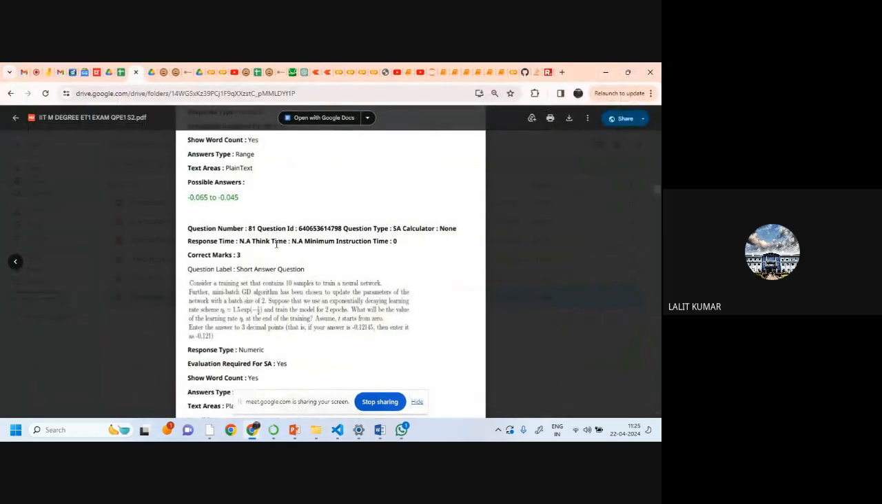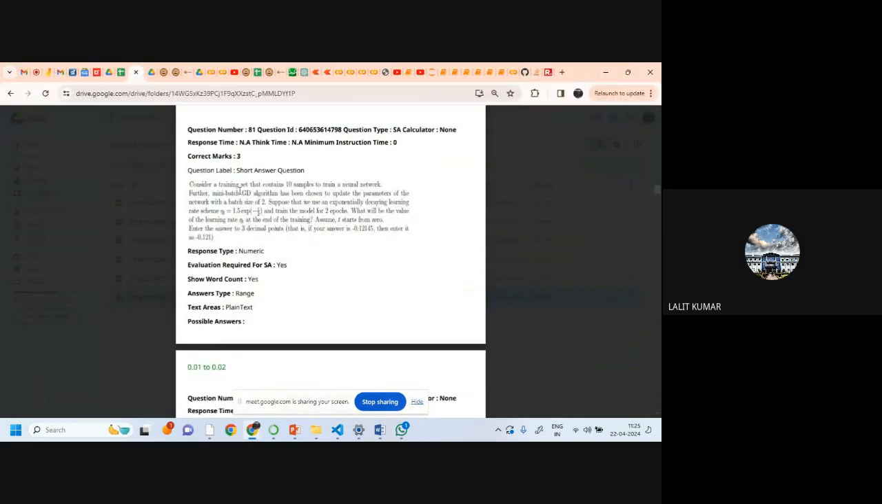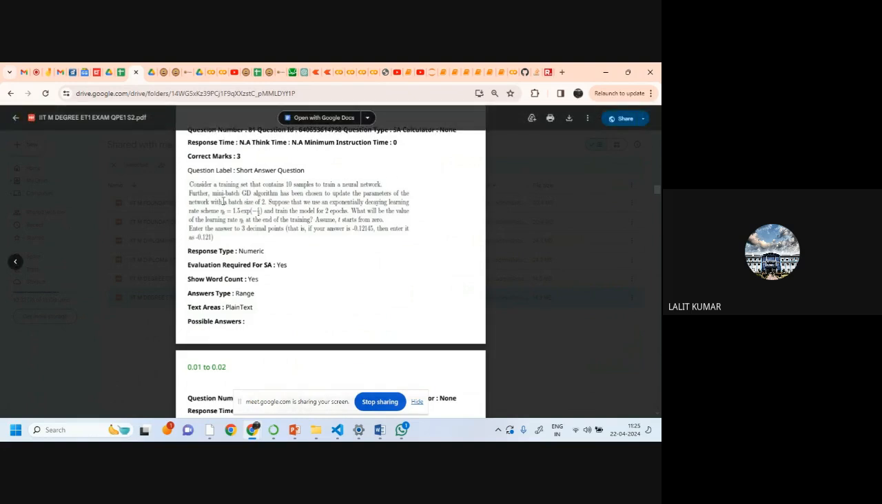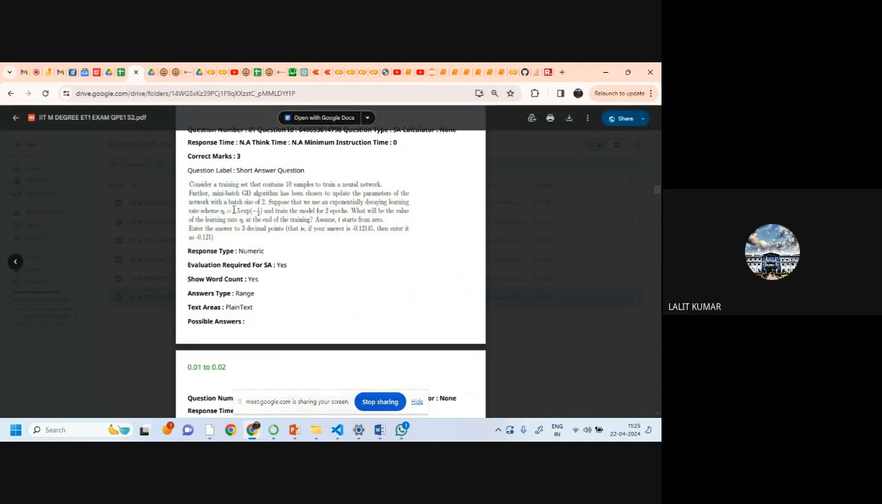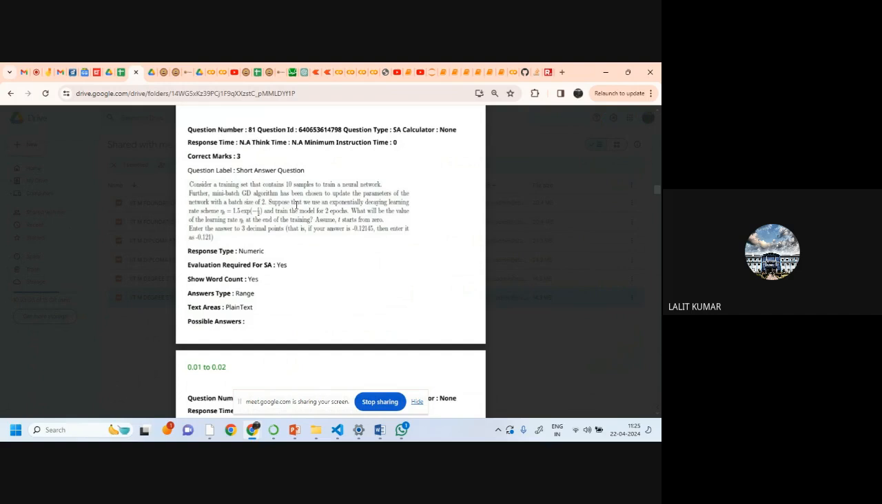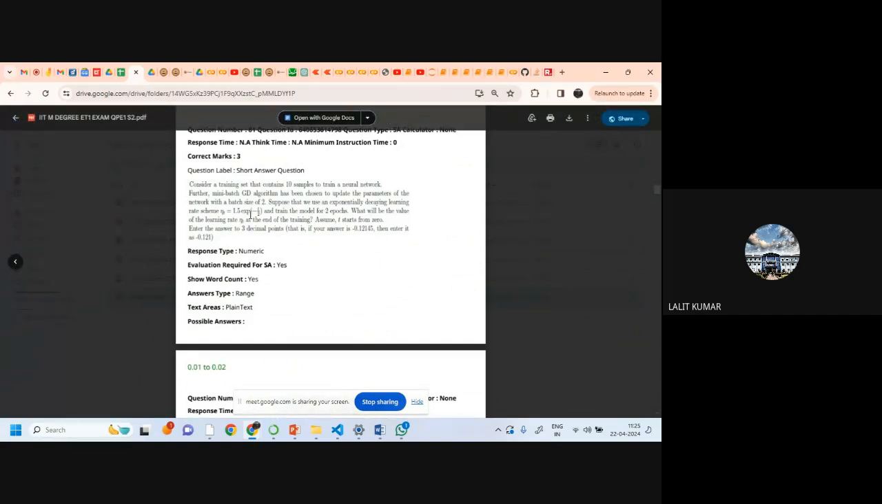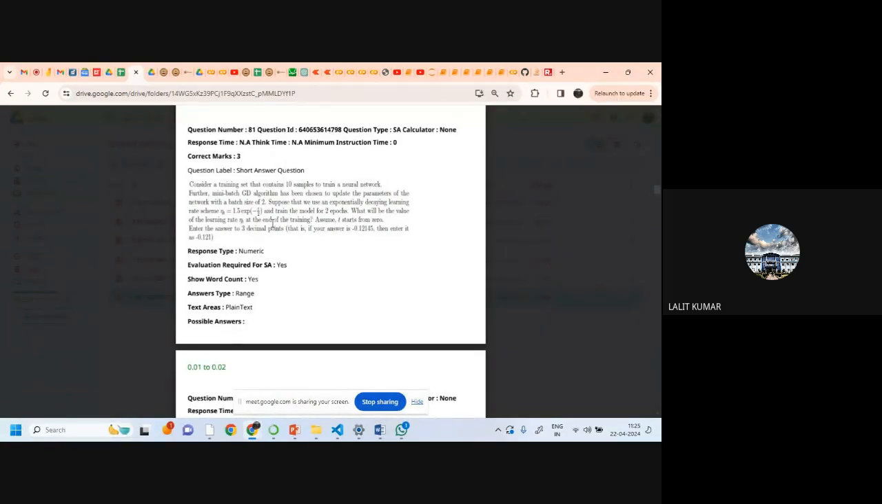Okay. So we go to next one. Consider a training set that contains 10 samples to train a neural network. Further, mini batch gradient descent algorithm has been chosen to update the parameters of the network with a batch size of 2. Suppose that we use an exponentially decaying learning rate scheme and t is equal to 1.5 exponential minus t by 2 and train the model for 2 epochs. What will be the value of the learning rate at the end of the training? Assume t starts from 0. Enter the answer to 3 decimal points.